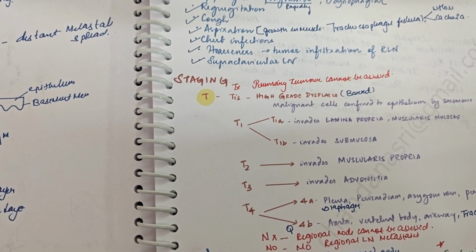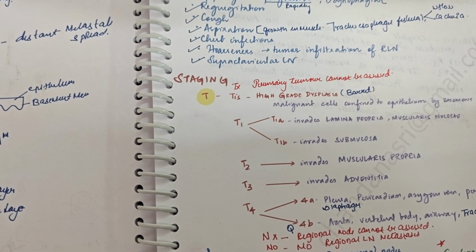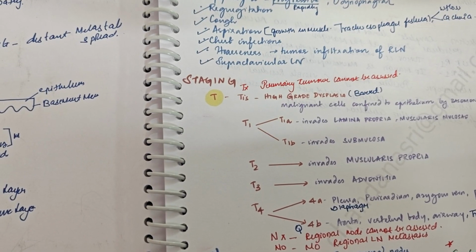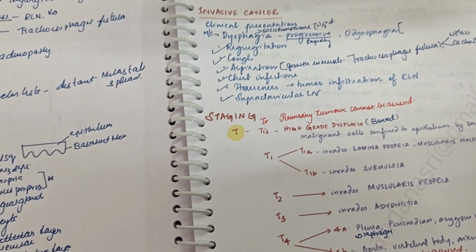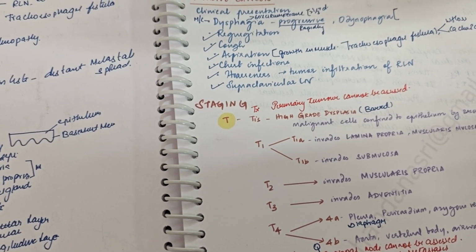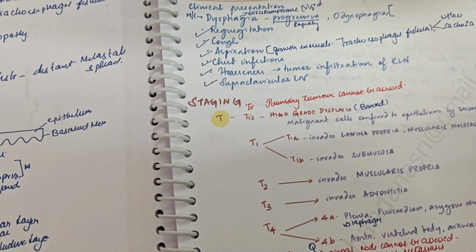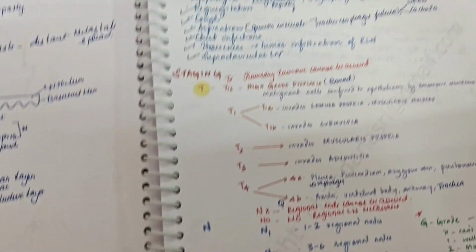Hoarseness is due to tumor infiltration of the recurrent laryngeal nerve. Supraclavicular lymph nodes can also be involved. So these are the clinical presentations which we need to discuss. Right, now let us understand the staging.